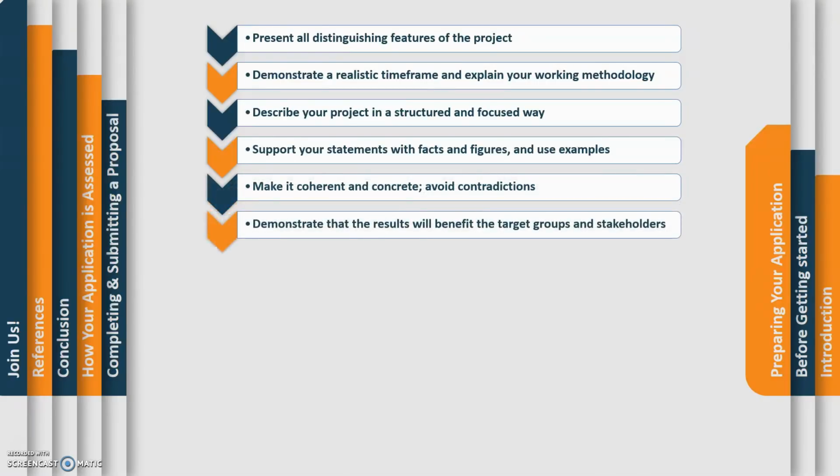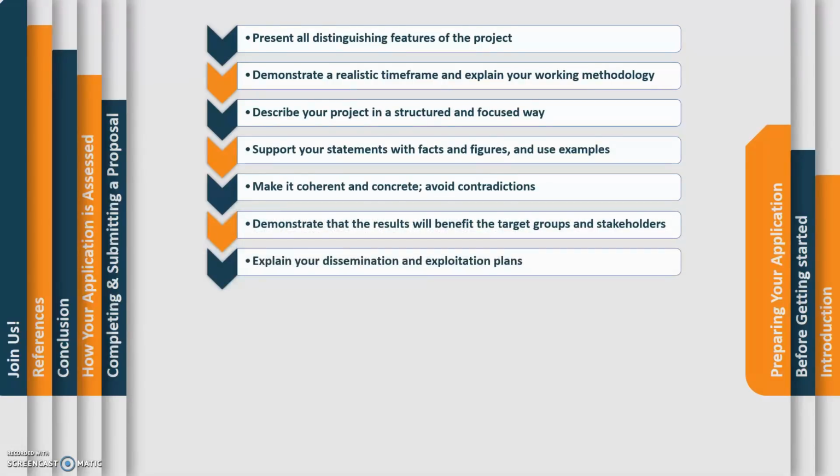A successful proposal demonstrates that it will produce concrete and sustainable results for the benefit of the target groups and the stakeholders concerned. Clearly explain your dissemination and exploitation plans. Dissemination means the ways you let other people know about your project, and exploitation means the ways this project will benefit not only your school, but also your community in the long run, even after its conclusion.